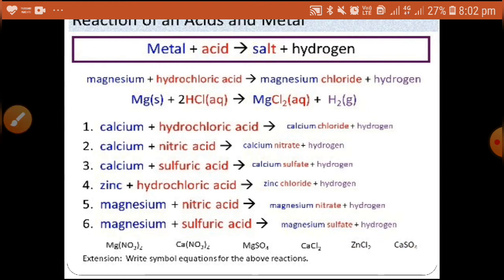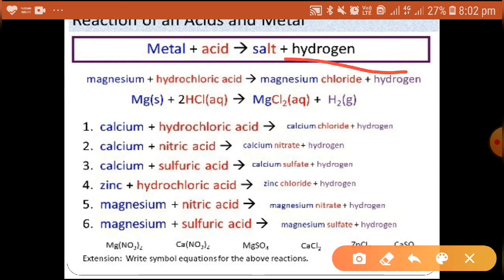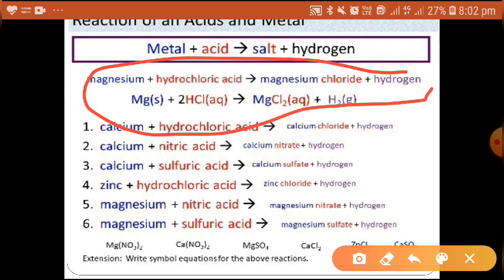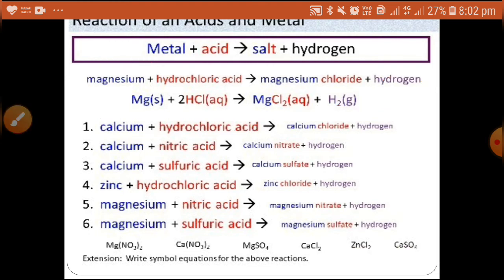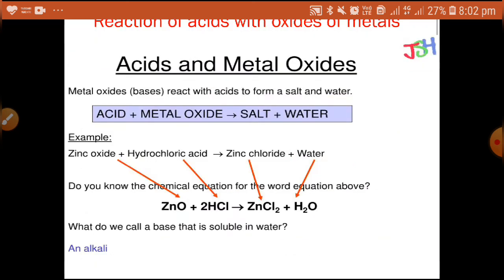these word equations in the form of chemical equations. You can see the first one is done for you. In the first one, both the word equation and chemical equation are written. In this way, you have to write all these word equations as chemical equations by using the hints given at the bottom. So this is your homework. You have to write the symbols of these word equations.